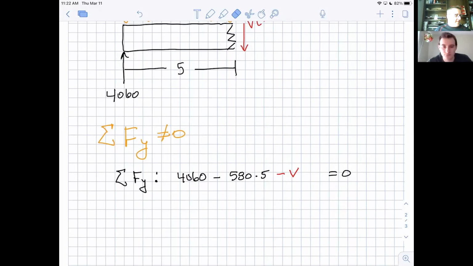So if I do the math on this, if I add it to the other side, V would be 4,060 minus 5 times 580, which is 1,160. Do you understand what that means?